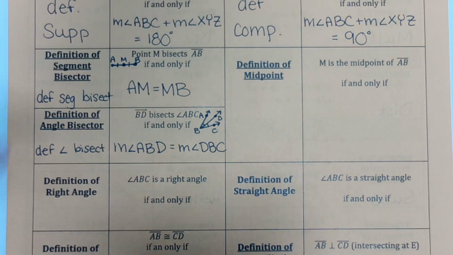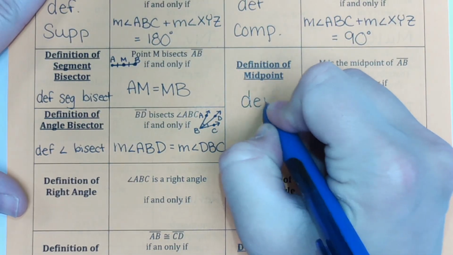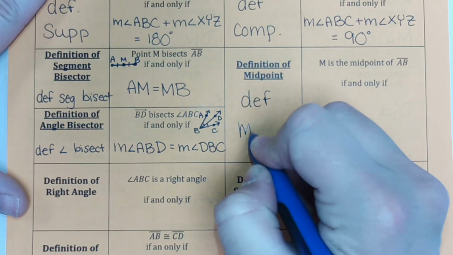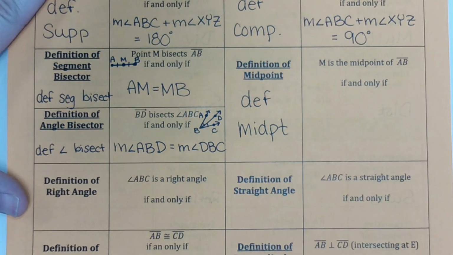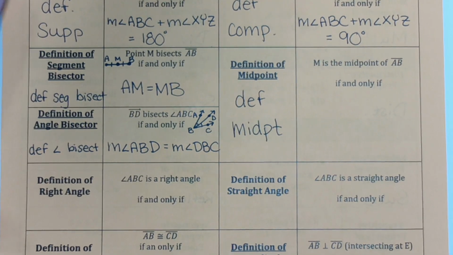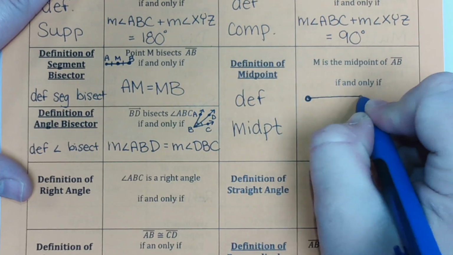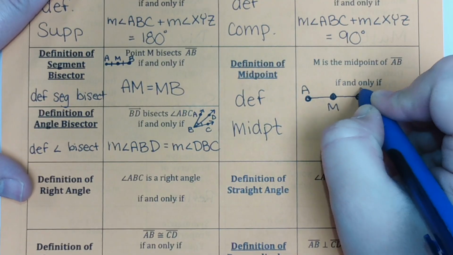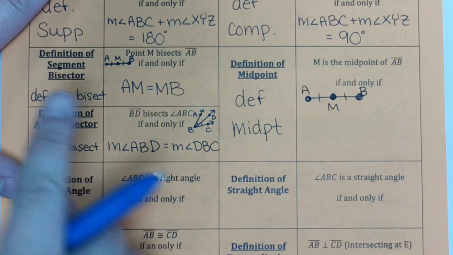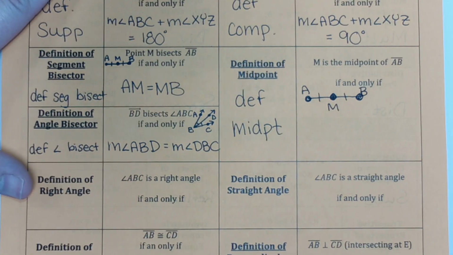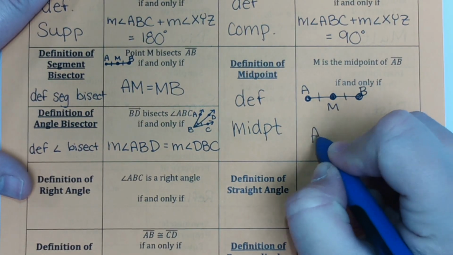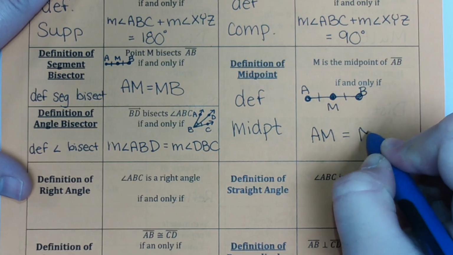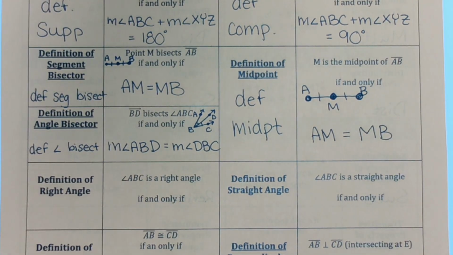Definition of midpoint looks nearly identical to a segment bisector. This one I got a little more room to draw the picture. The difference between bisect and midpoint is that a bisector isn't always a point. A midpoint is always a point. And we are able to say that the two halves are equal to one another.